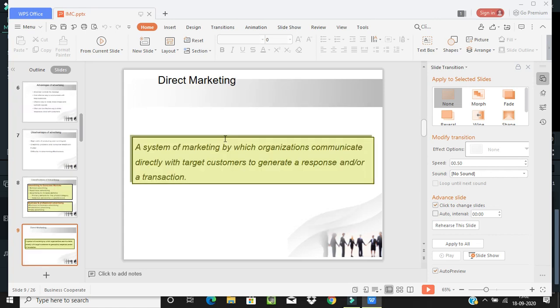Now, direct marketing. What is direct marketing? A system of marketing by which organizations communicate directly with target customers to generate a response and or a transaction. So, what does it mean? A system of marketing by which organizations communicate directly with target customers to generate a response or a transaction.